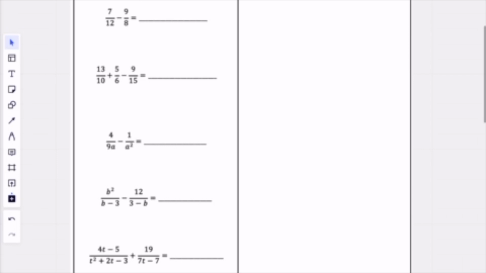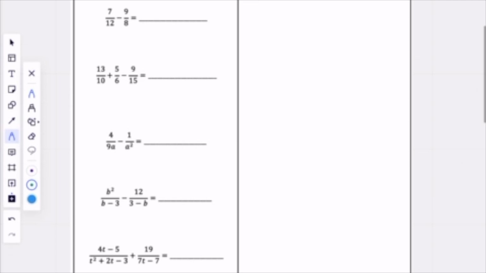All right, welcome to this discussion of adding and subtracting rational expressions 2.0. In this case, we are going to be looking at adding and subtracting fractions and/or rational expressions that do not have common denominators. So we're going to have to come up with common denominators for either 2 terms or 3 terms. So let's jump into this discussion.